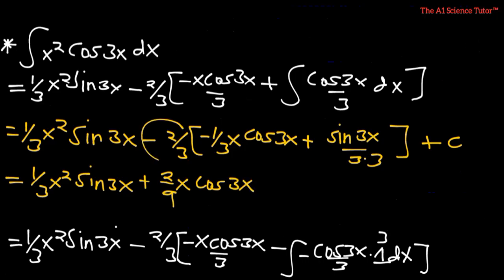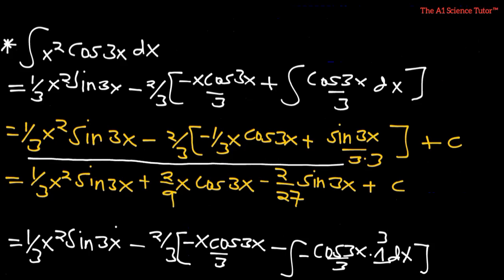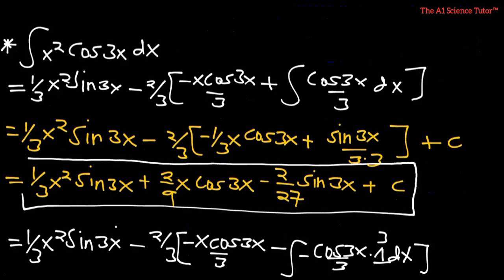Now we have negative 2 over 3 multiplied by positive sine 3x over 9. Basically, this is going to give us 3 multiplied by 9, and that should give us a 27. So that is minus 2 divided by 27, multiplied by sine 3x, and this is plus c. So this is the answer to the question. Pretty long, ain't it? Yeah. So now we're going to another one.